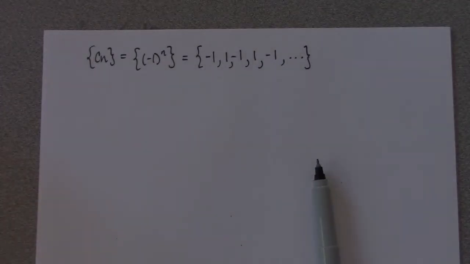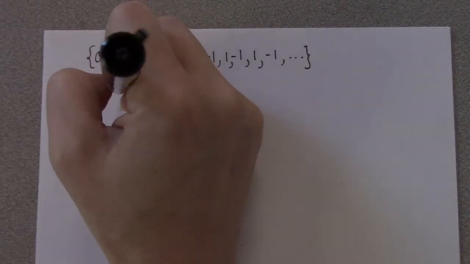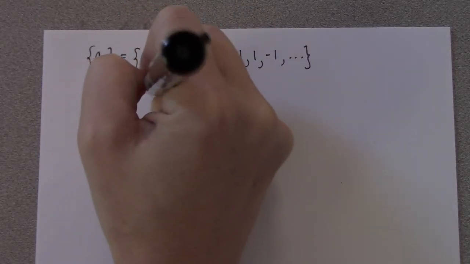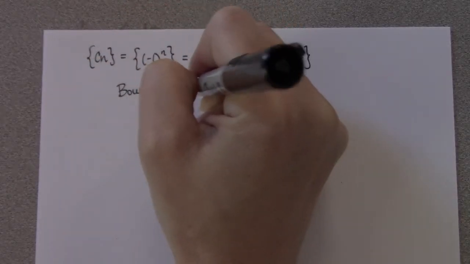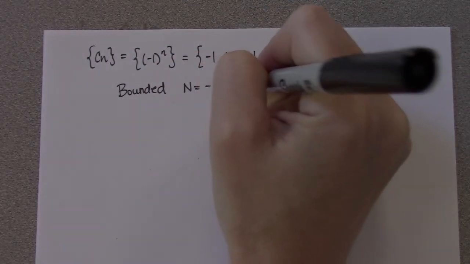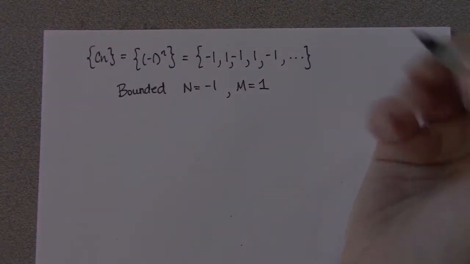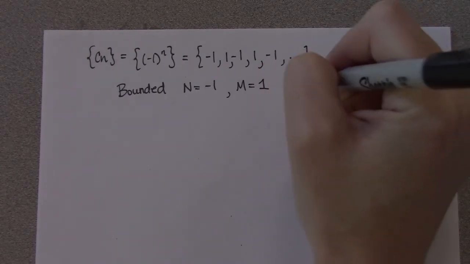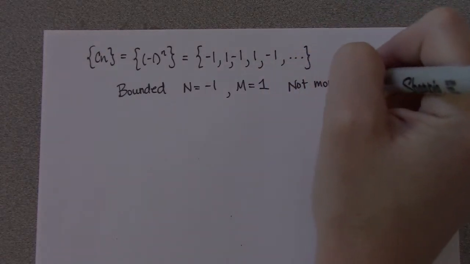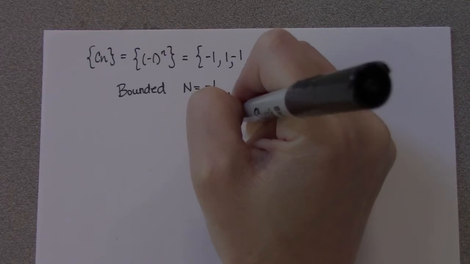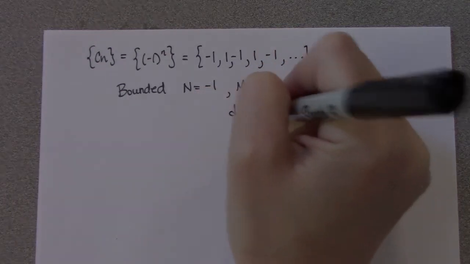So let's just look at this alternating series. Just -1, 1, -1, 1, -1, 1 forever. Okay. This guy's bounded, right? It's bounded below by -1. It's bounded above by 1, but it is not monotonic, so it diverges.